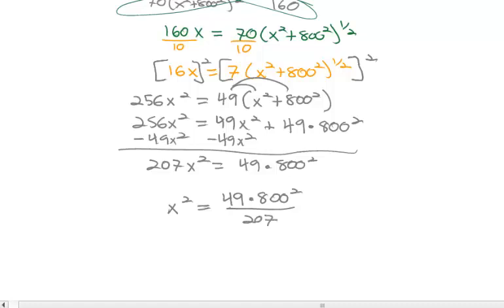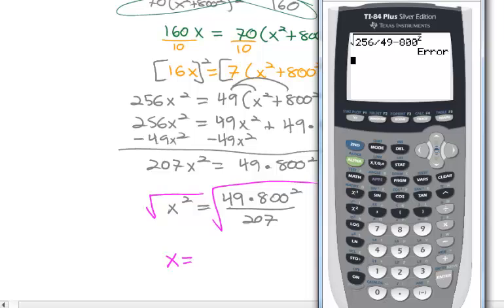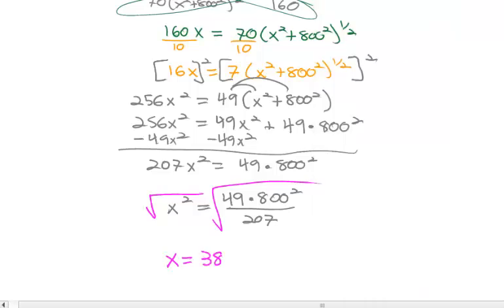And we can get our answer simply by taking the square root of both sides. And we will let the calculator do that dirty work. That is the square root of 49 times 800 squared divided by 207. Enter. 389.2.